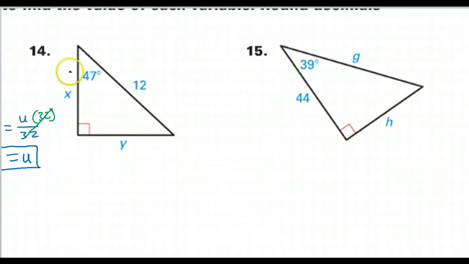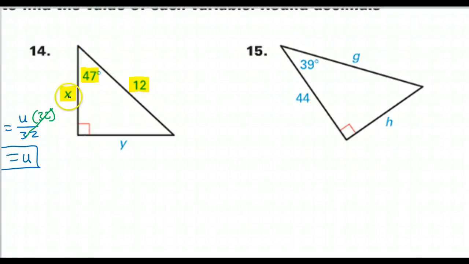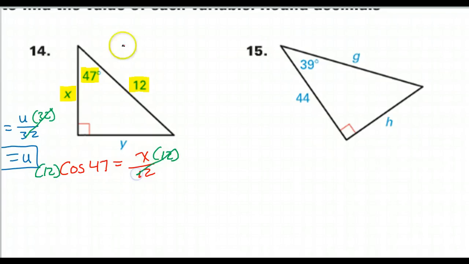Number 14. If I want to find x, so there's x, I'm going to use the 12 and the 47. Which trig function am I about to do? This is adjacent and hypotenuse, so that's about to be the cosine function. So I'm going to do cosine 47 is equal to adjacent over hypotenuse. Once again, I will multiply to get this variable by itself. Those cancel out. That's going to leave me with x equals 12 cosine 47, which is 8.2.